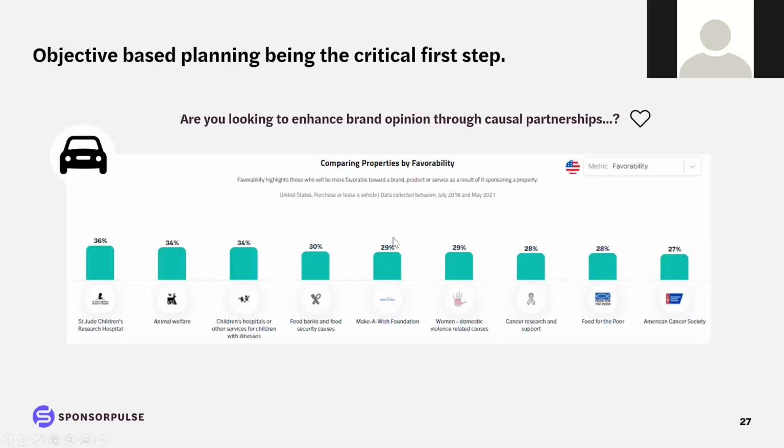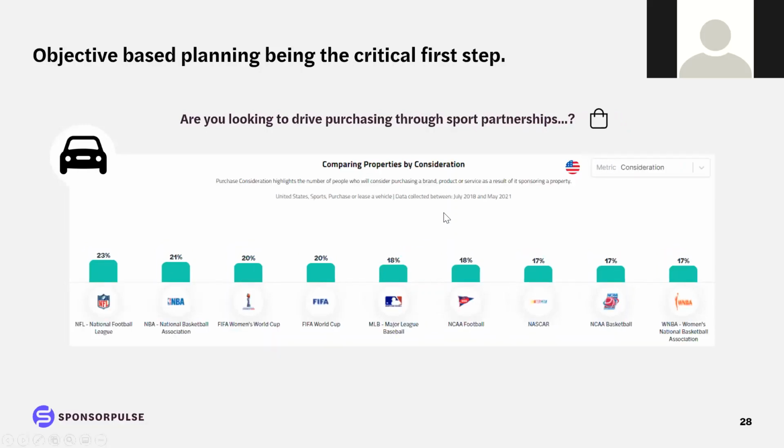Or what if you're that same automobile company and what you say is, you know what, I need to drive and sell cars and sell test drives. So then you look at impact on consideration, which is that behavioral metric. And let's say you say, I want to do it through sport.